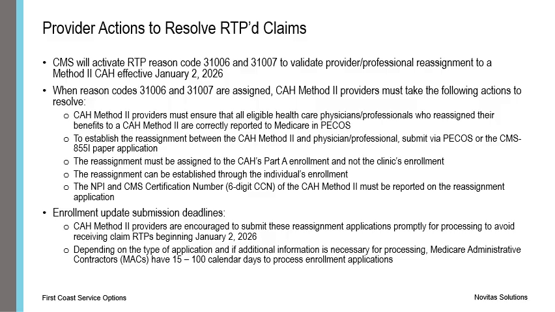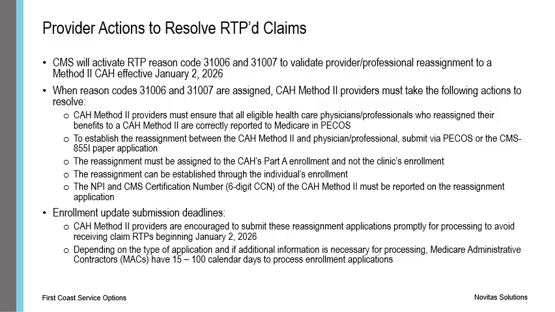When reason codes 31006 and 31007 are assigned, critical access hospital Method 2 providers must take the following actions to resolve these edits. The critical access hospital Method 2 provider must ensure that all eligible healthcare physician professionals who reassign their benefits to the critical access hospital Method 2 are correctly reported to Medicare in PACOS.